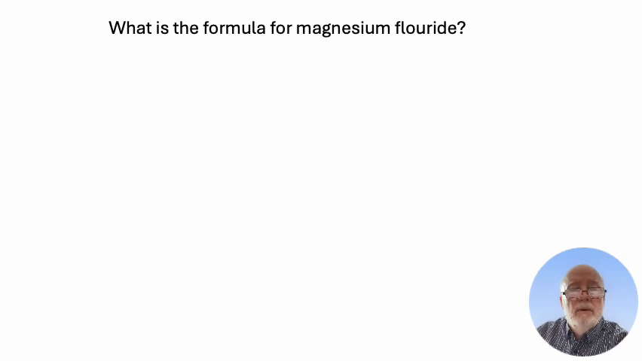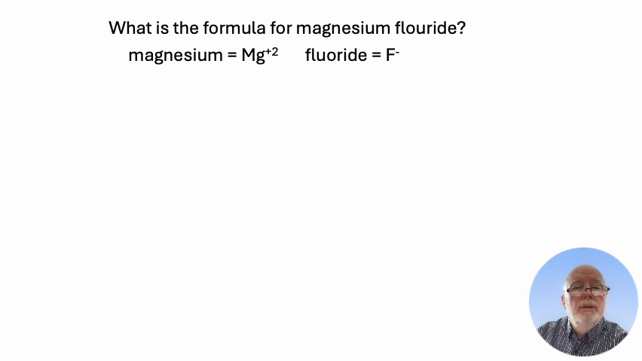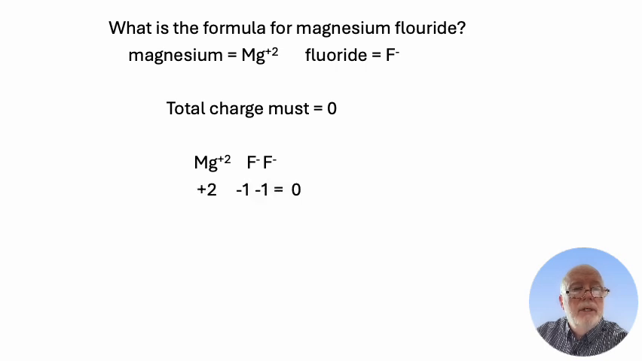What about magnesium fluoride? Again, we have to look up the ions. Magnesium is Mg+2, fluoride is F-. Now, the total charge must add up to 0. If we were to use just one of each of these, we would get a total charge of +1. So that's not going to make it. We know that the formula is not MgF. It's going to be MgF2. Now, why is it MgF2? It takes 2 fluorides to give us a -2 to balance off the +2. So together, these guys are -2.